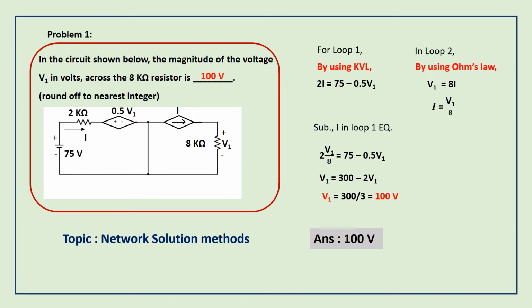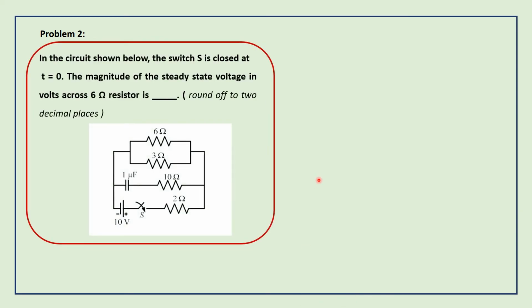Okay. Let me go to this problem. This is problem number 2. It is given from the topic RC transients or time domain analysis of RC network. So here I will read the problem. In the circuit shown below, the switch S is closed at t equal to 0. The magnitude of the steady state voltage in volts across the 6 ohms resistor is dash.